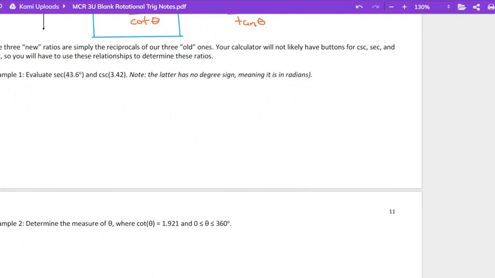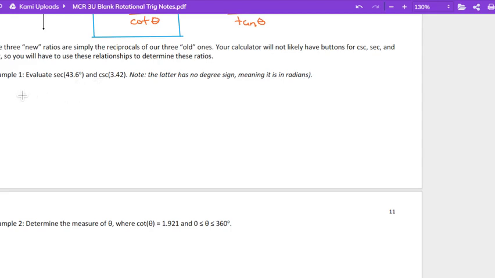Oh my God, there is no secant button on your calculator. Everyone's like, I've got the wrong calculator. No, no. Sorry, I zoned out. There are no reciprocal ratios on your calculator. So to find the answer, you're going to have to use the reciprocal.